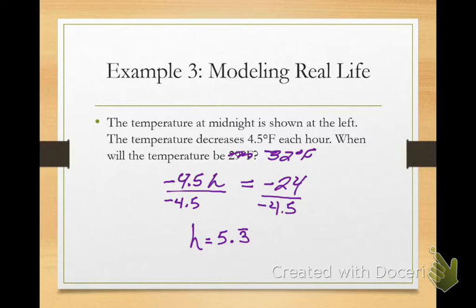So what's half of an hour? 30 minutes, right? So we can cut that hour into 3 sections, divide an hour by 3, 60 minutes by 3, and get 20 minutes. So it's going to be about 5:20 a.m.